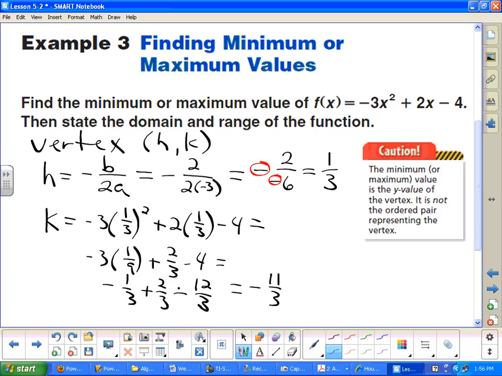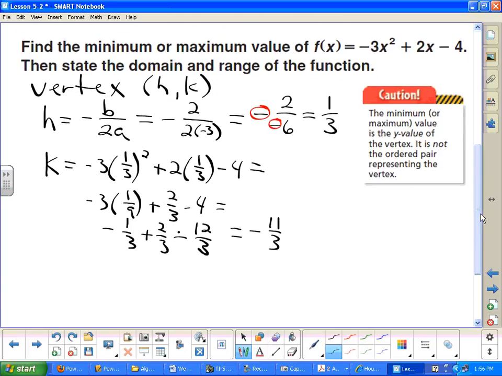Okay, now hit math and fraction. All right, is that correct? Okay. All right, negative 11/3. So then, now I have to answer the question. All right. So it's a maximum, right? Okay. So the max is negative 11/3.